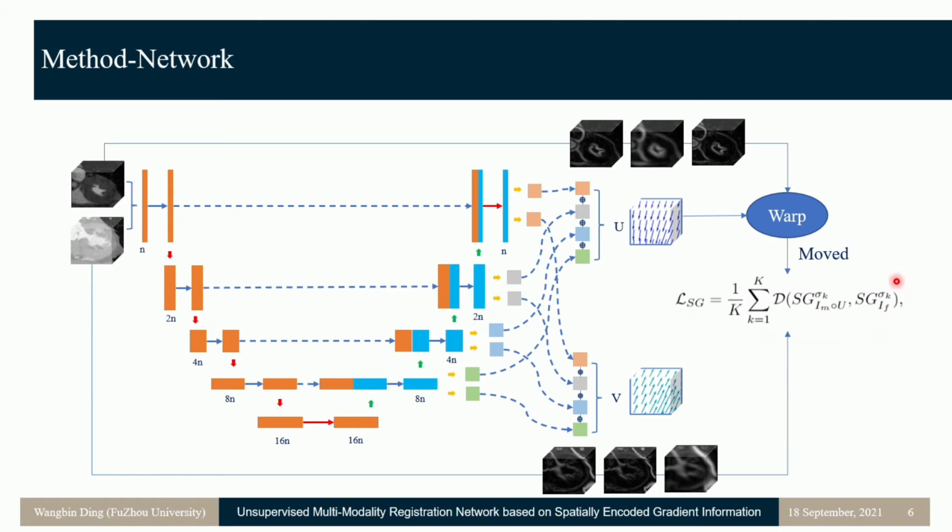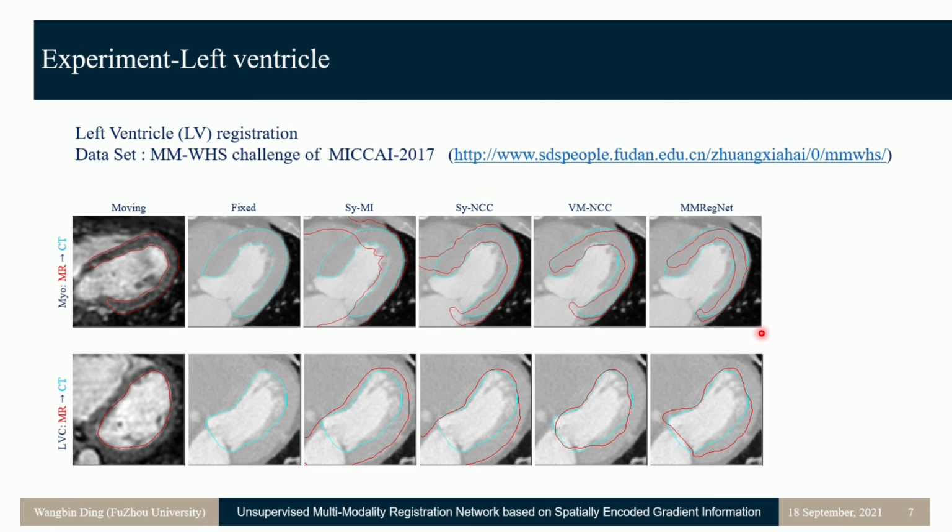Therefore, we define a loss function as follows. It just calculates a difference between two spatially encoded gradient information. One is from the moving image and another one is from the fixed image. Here we also have some operation because we may have multiple Gaussian kernels. This is the key loss function for our registration network.